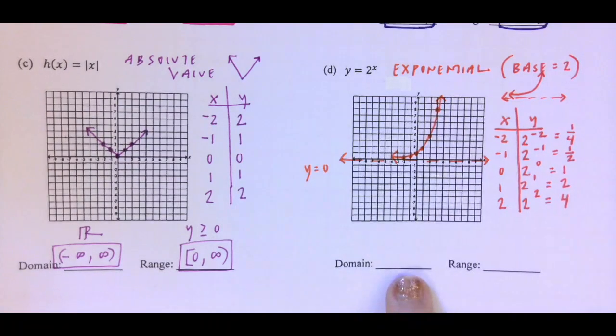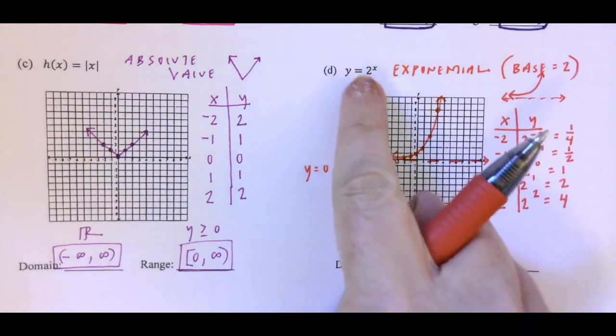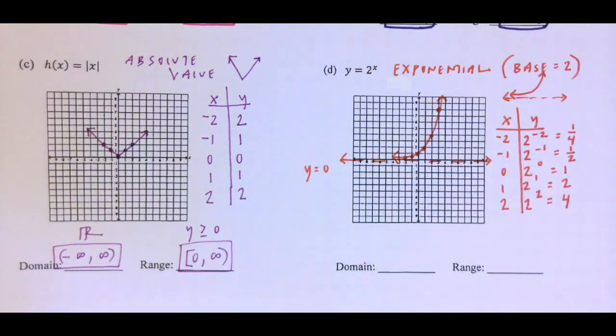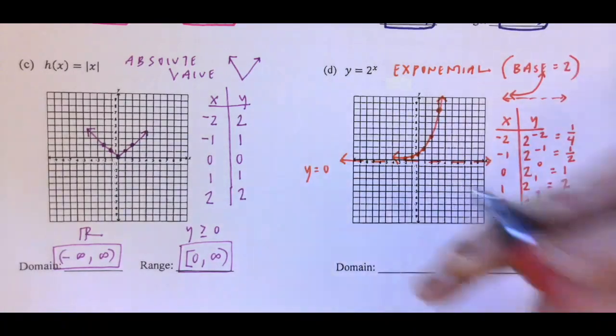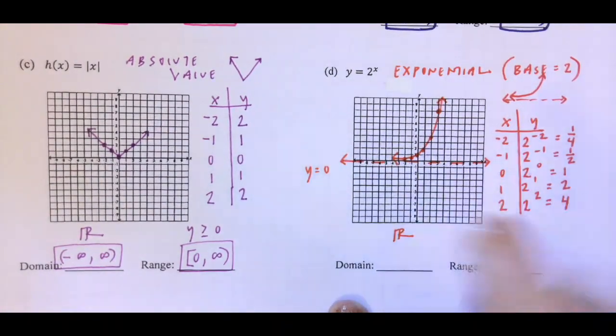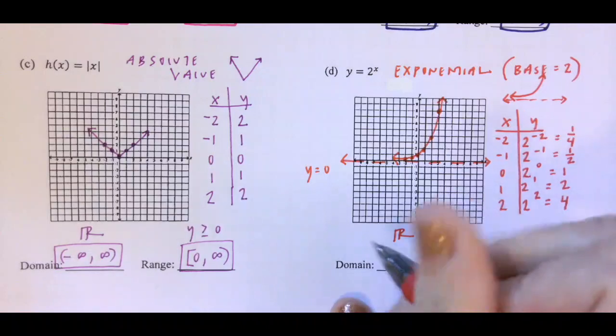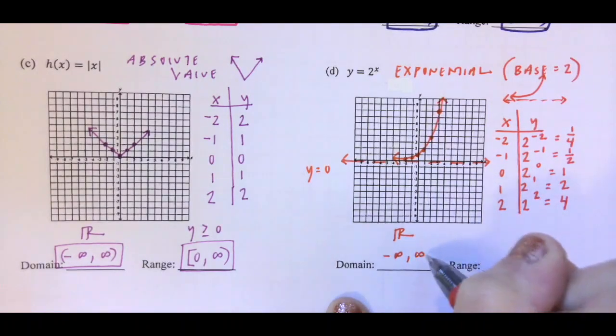Now, my domain, I could input anything for x into this function, whether I'm way over here deep negative or over here deep positive. So all real numbers, it's going to keep growing if I think of it left to right, or negative to positive infinity.